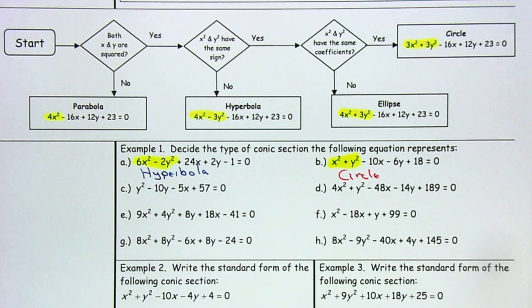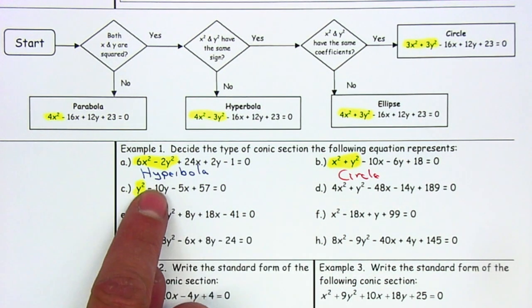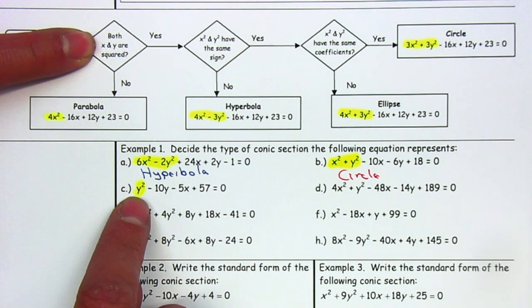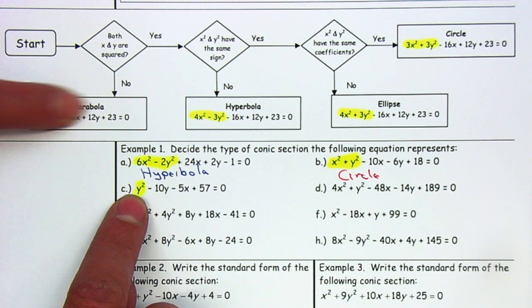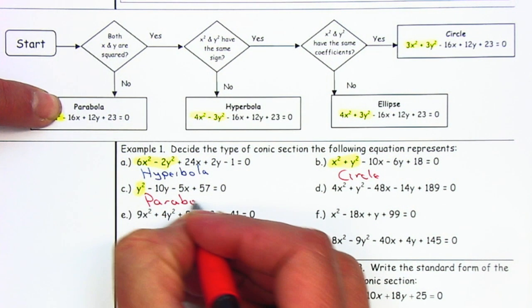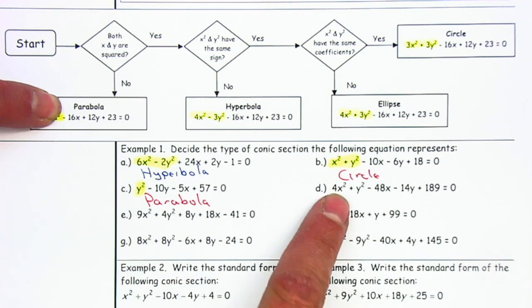Let's go into letter C. I'm only looking at the ones that are squared. In this case, it's only the y squared. Are both x and y squared? No. Only the y. So this is a parabola.